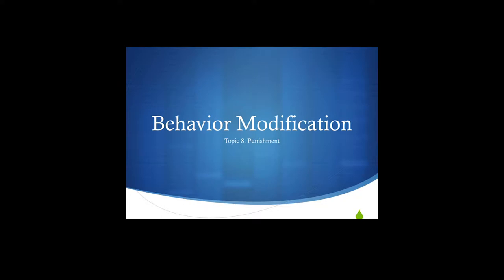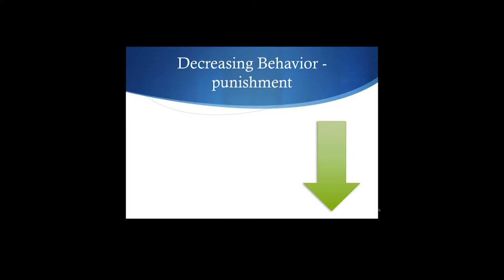Okay, so the first thing we're going to talk about is decreasing behavior with punishment, right? Punishment is not really the opposite of reinforcement, but you have functionally an opposite in terms of how it looks on behavior. So it's the decreasing of a behavior by contingent application of a stimulus. Of course, we're talking about positive punishment there. All right, so we'll talk about that in a second.